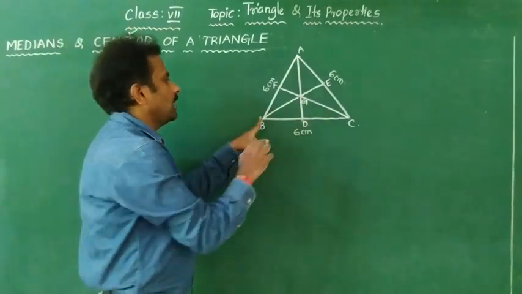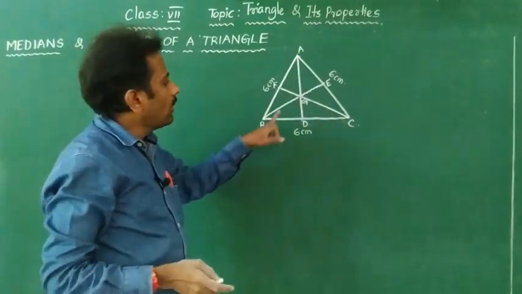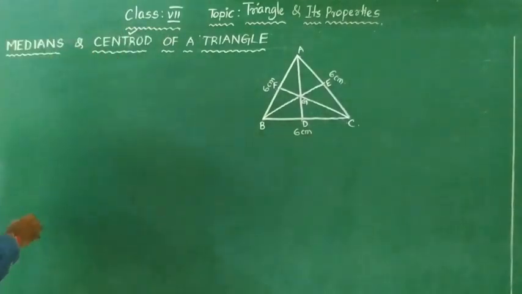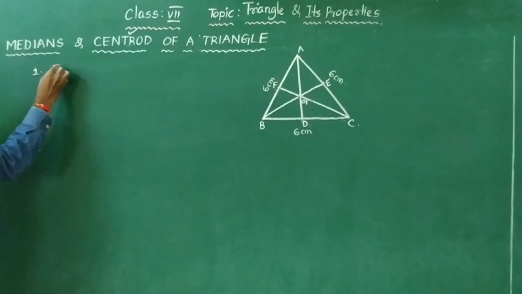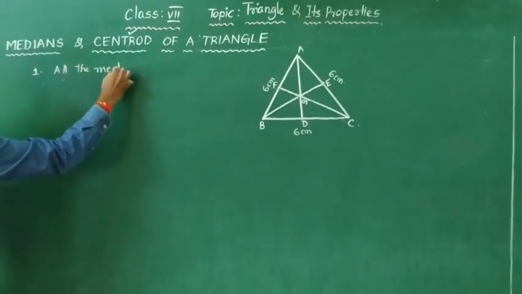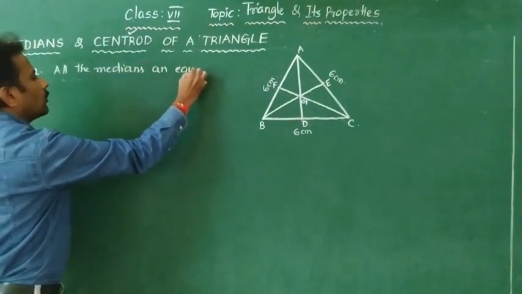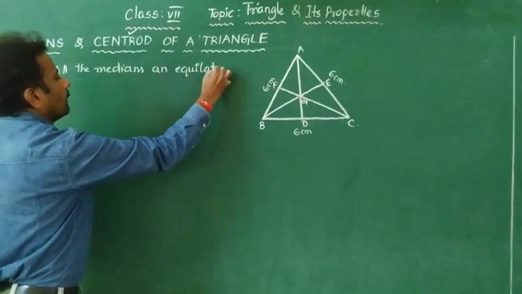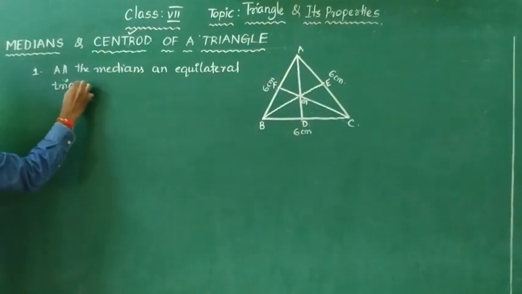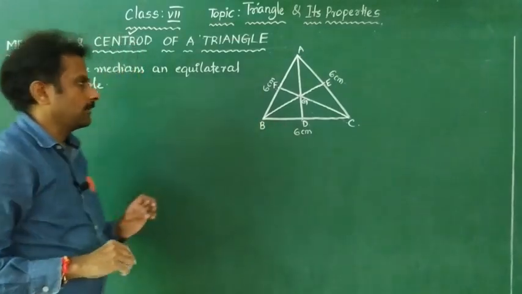Now if you observe the length of BE, AD and CF, you will get surprised that all the three medians are equal. That means the first one: all the medians of an equilateral triangle are equal. This we will verify by using the Geometer's Sketchpad.